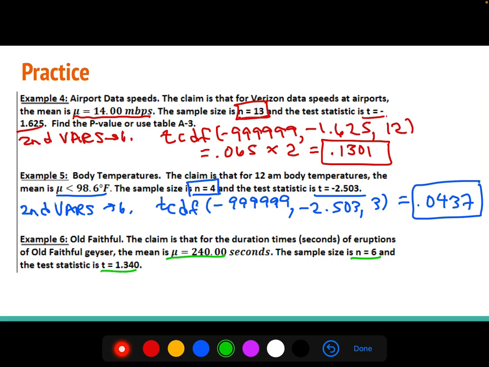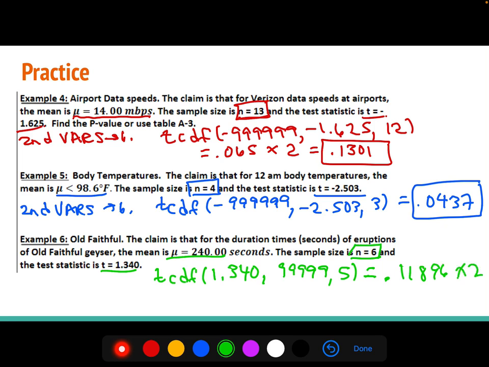This one, mu, sample size, test statistic. So again, your T CDF, and this one, 1.340 to a big number, comma, 6 minus 1 is 5. And that tells us about 0.11896 times 2 sides. So this one's about 0.2379. So we did our p-value on these.